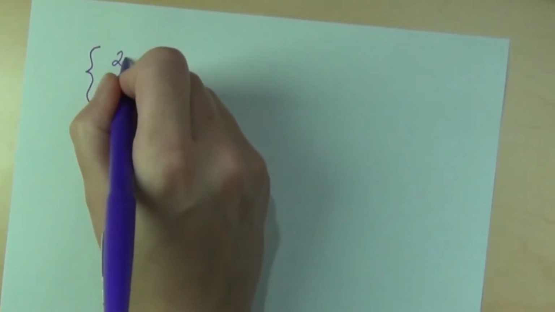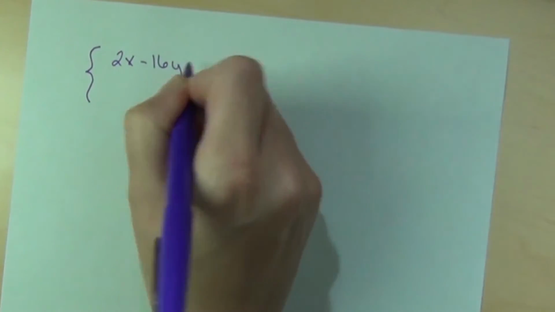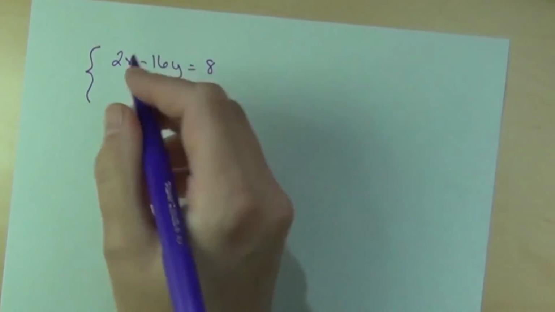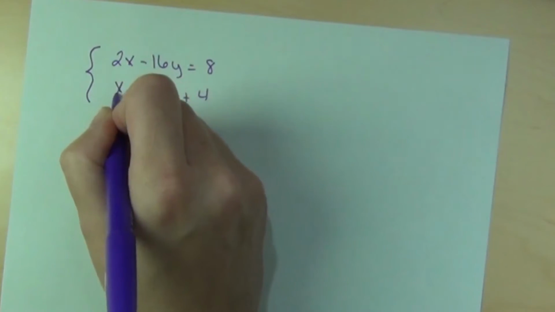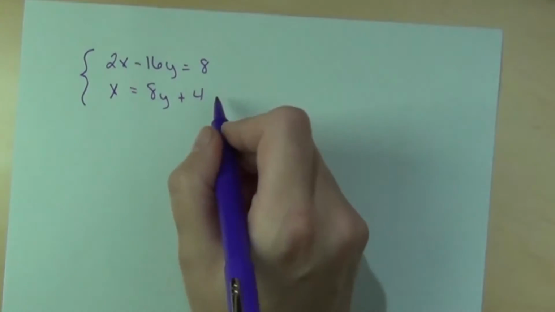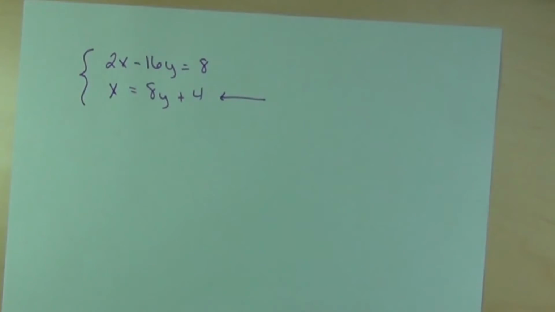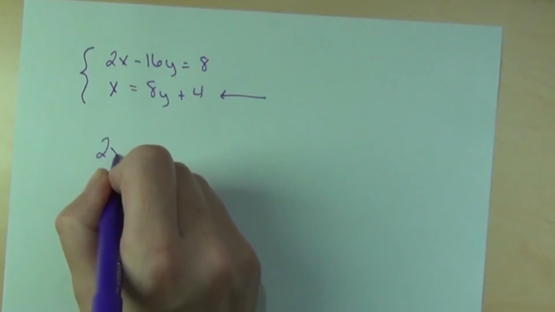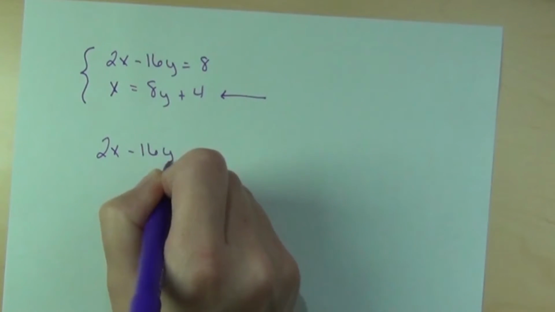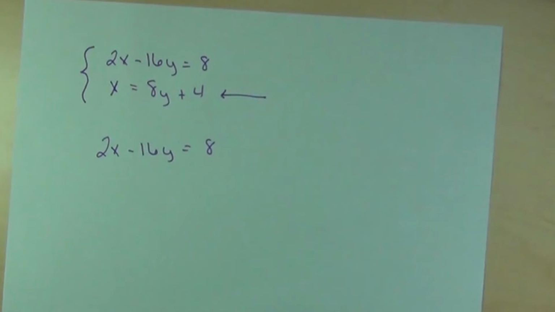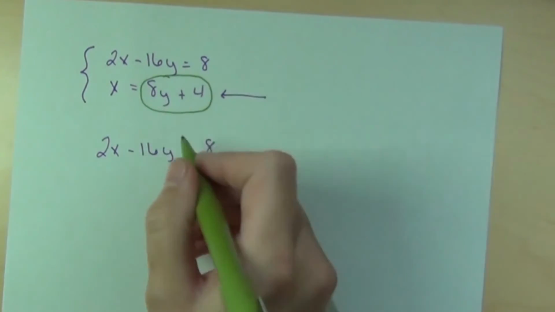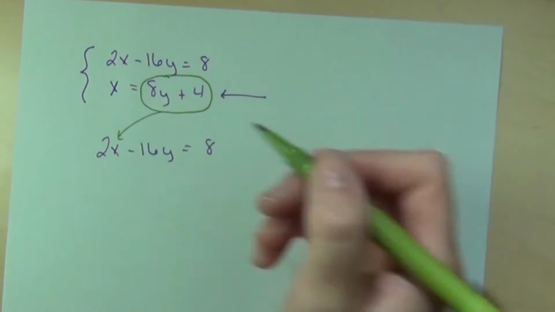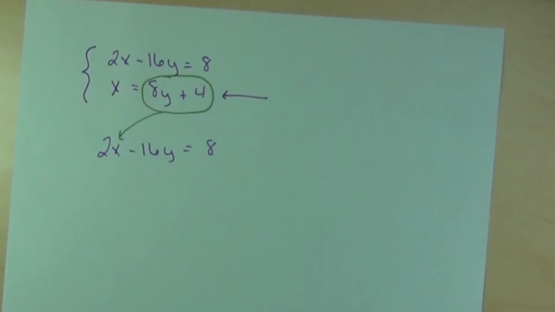So here's a second system that we're going to solve. 2x minus 16y equals 8. And x equals 8y plus 4. So again, we already have one equation solved for a variable, so we want to use substitution. So I'm going to write the other equation down here. And x is equal to all this stuff here, 8y plus 4. So we're going to substitute that in for x.